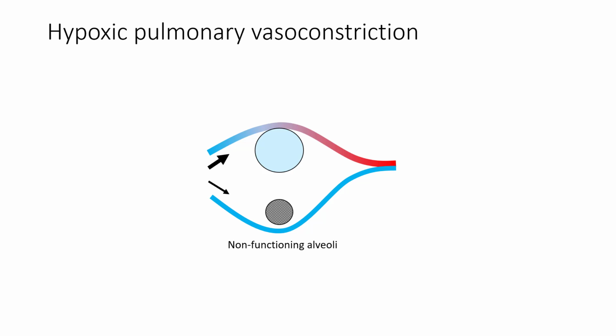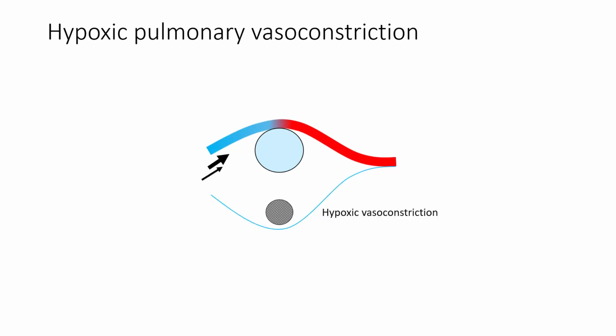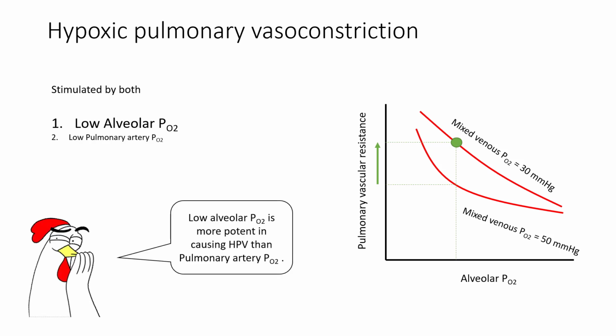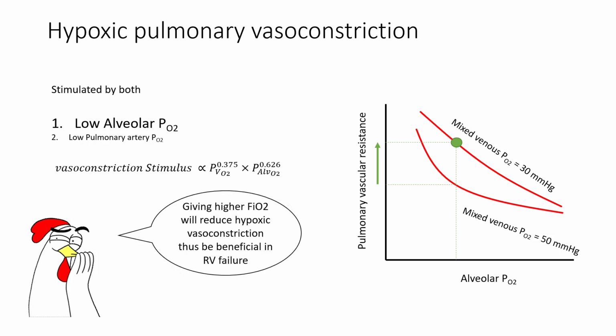Whenever your lungs encounter a non-functioning alveoli, they cause hypoxic vasoconstriction in that area and redirect the blood flow to the normal alveoli. Two most potent stimulators for this are low alveolar PO2 and low pulmonary artery PO2. The low alveolar PO2 is a much stronger stimulus for pulmonary vasoconstriction and increased pulmonary vascular resistance. So giving oxygen to these patients can reduce the pulmonary vasoconstriction and thus can be helpful in RV failure.